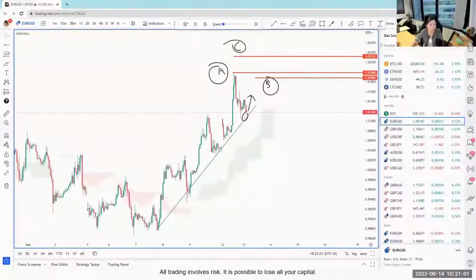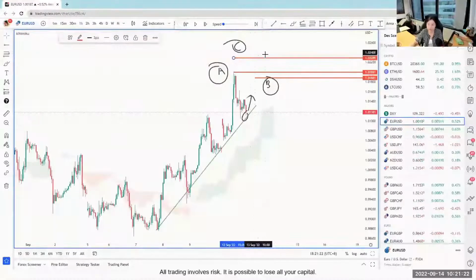Let me know in the comment section. Where should your take profit be? If you have tuned in, please let me know that you have absorbed what I've mentioned previously. Where should you put your take profit? Is it A, at the previous high, C, beyond, because it might potentially shoot up, or B, before the previous high?